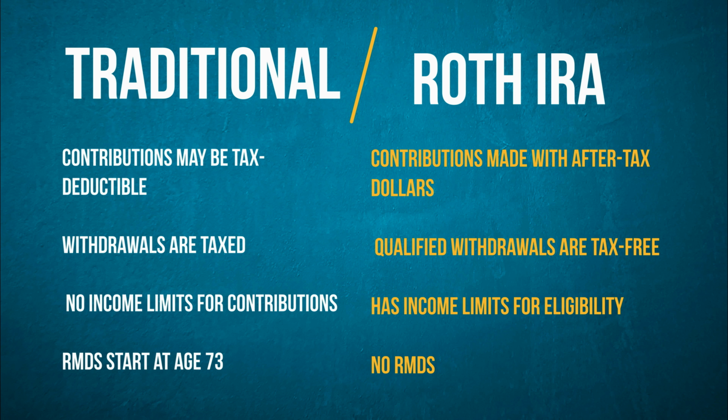Quickly though, the main differences between a Roth IRA and a traditional IRA are in tax treatment, income limits, and withdrawal rules. Roth IRA contributions are made with after-tax dollars, and qualified withdrawals are tax-free, while traditional IRA contributions may be tax-deductible, but withdrawals are taxed. Last main difference is that Roth IRAs have income limits for eligibility and no required minimum distributions, whereas a traditional IRA has no income limits for contributions but requires minimum distributions starting at age 73.